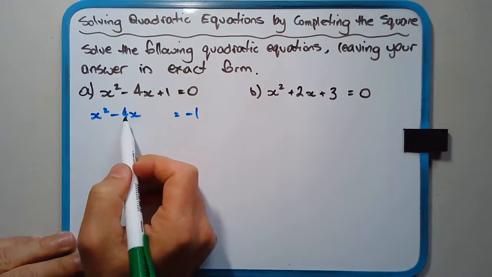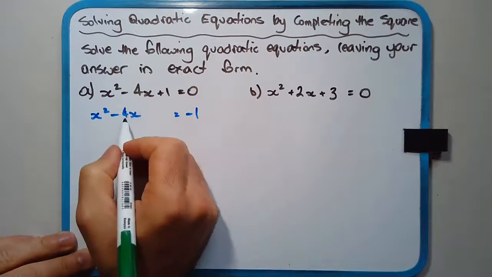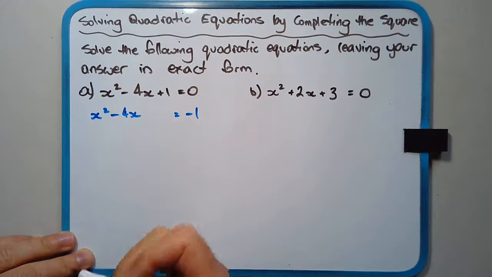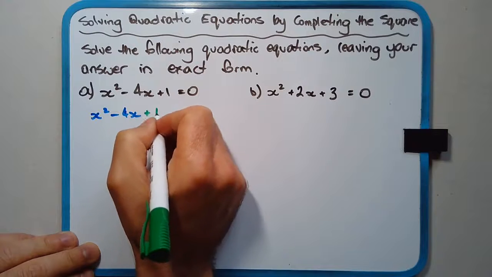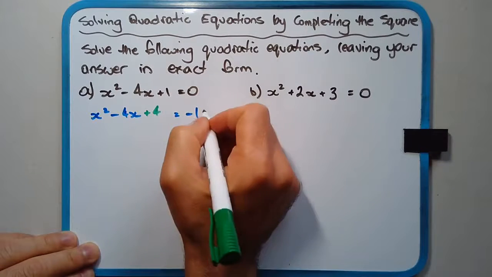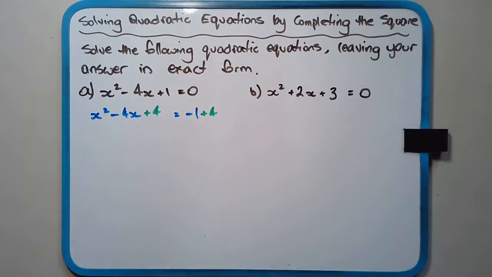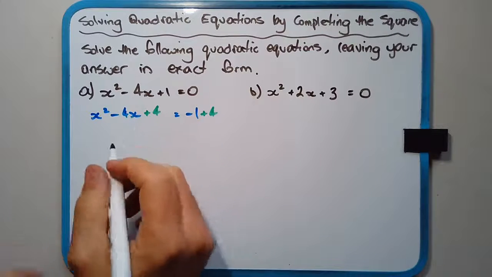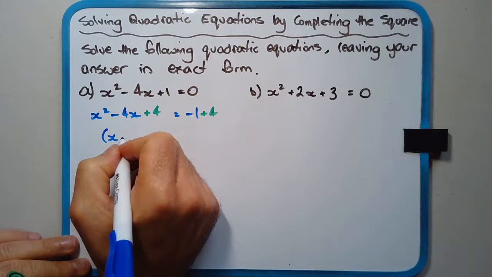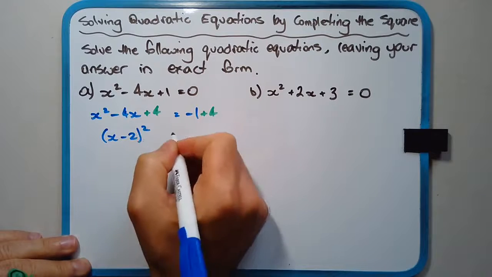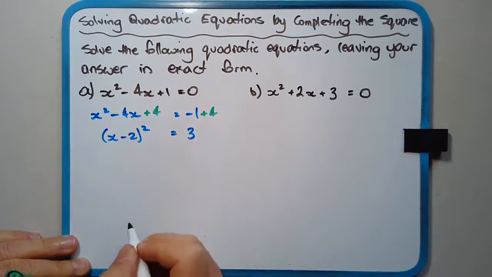Take half of that, and then we square that. Half of -4 is -2. Squaring that, you get +4. So we're going to add +4 to both sides. And this creates a perfect square on the left-hand side. So this is the perfect square: (x minus 2) all squared is equal to 3.